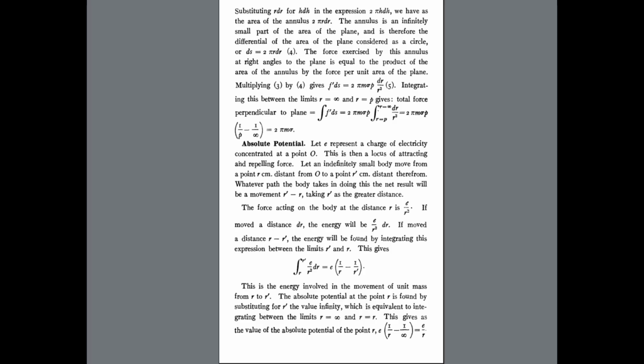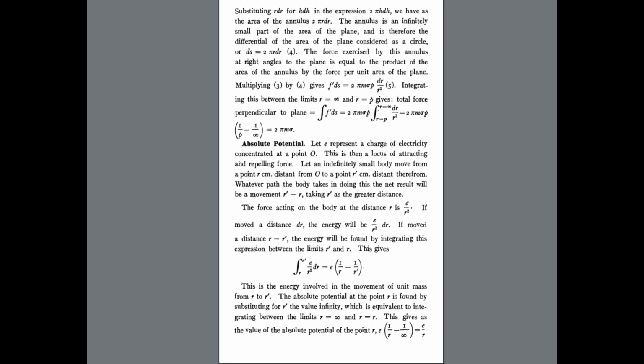Absolute potential at the point whose distance is r. To obtain it, he takes the other reference point to infinity. So imagine bringing unit charge from infinitely far away to the point at distance r. The potential becomes E multiplied by 1 divided by r minus 1 divided by infinity. Again, 1 divided by infinity tends to 0. Therefore, the absolute potential is simply E divided by r.